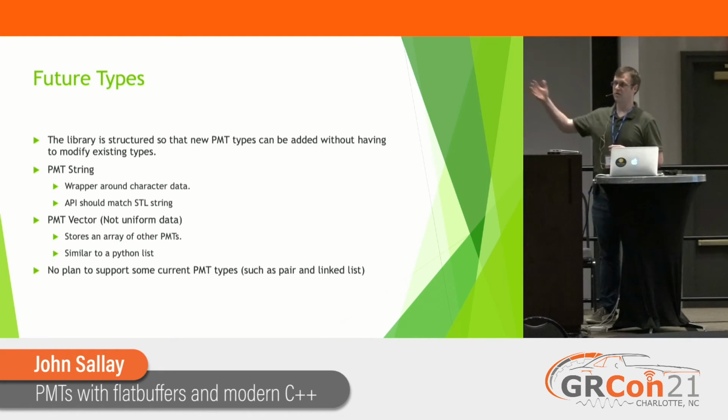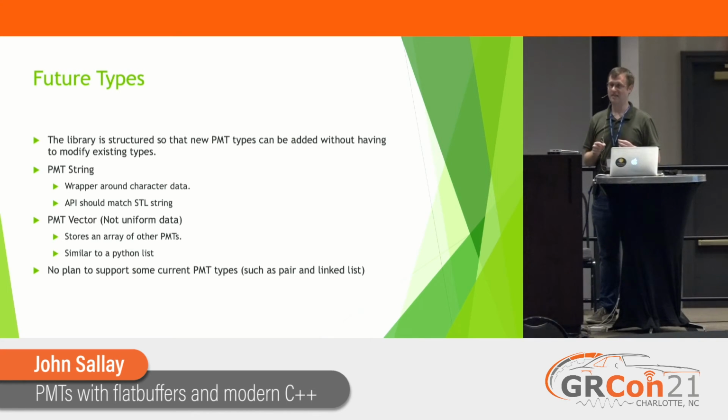We want to have a string type, should be fairly straightforward, and match a standard template library string. We also want to have a vector that matches the current PMT vector, which would mean that all of the elements are PMTs rather than uniform data. These are going to give us the primary data structures that the vast majority of the cases I've at least seen are using.